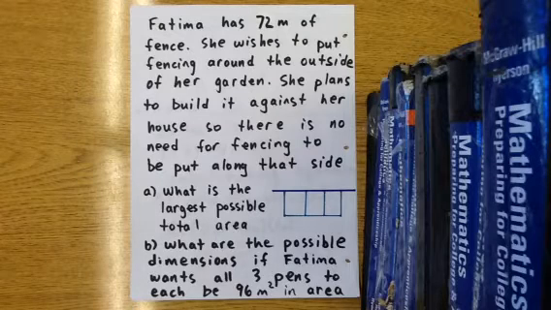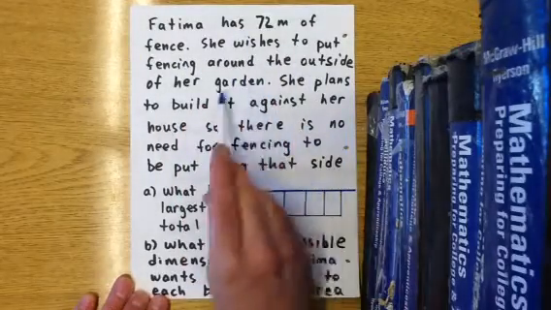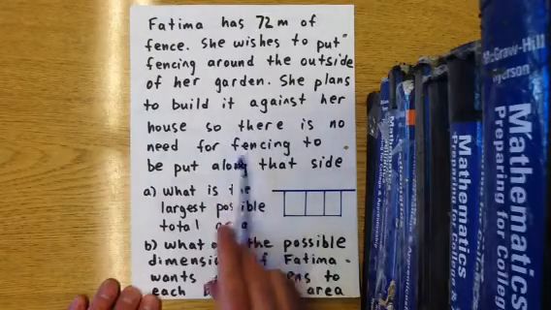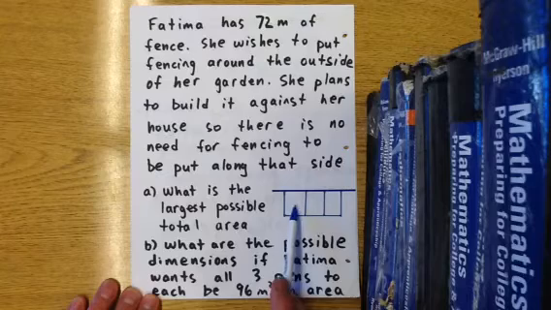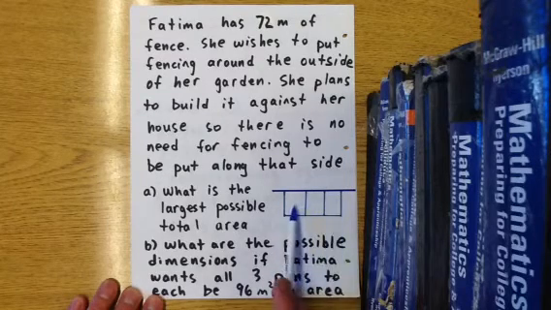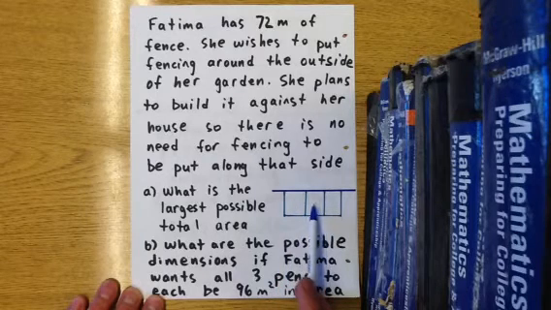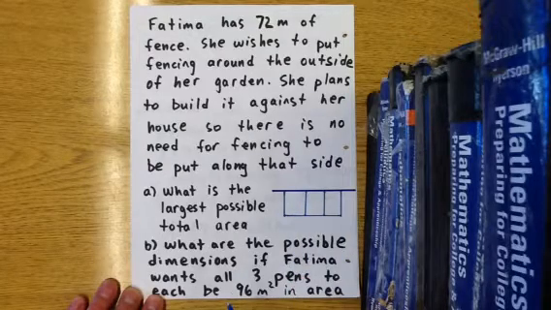For our next question, we have Fatima owning 72 meters of fence, and she wishes to put fencing around the outside of her garden. And she plans to plant it against her house so there's no need for fencing along that side. Now Fatima wants to build 3 portions for her garden. You know, perhaps she wants to grow tomatoes and potatoes and roses. I don't know. But she wants to have 3 separate pens.